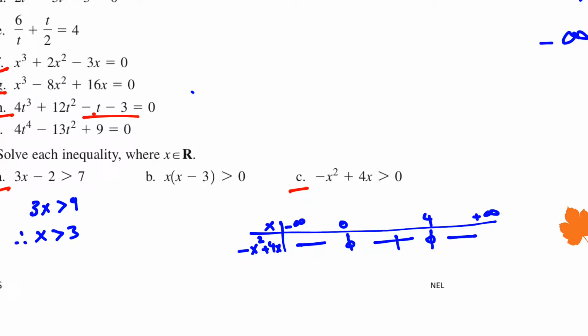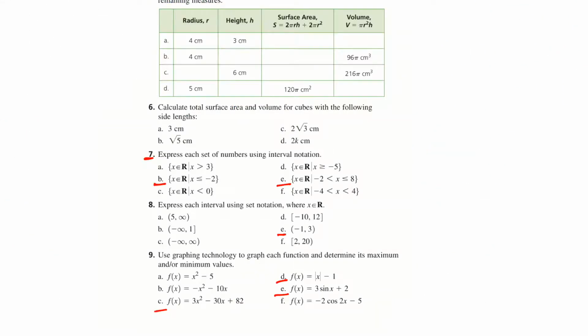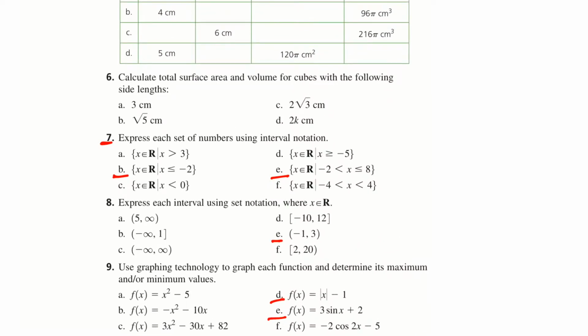We are looking for the positive sign, negative x2 plus 4x greater than 0. X is between 0 and 4. Question 7. Express the set of numbers using interval notation. X less than or equal to negative 2.